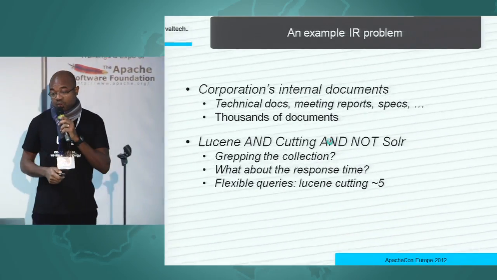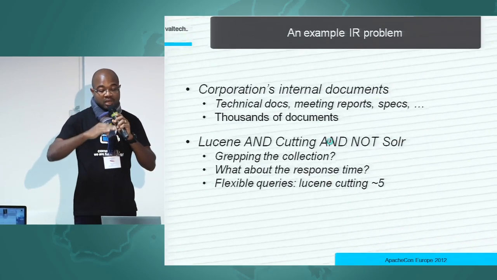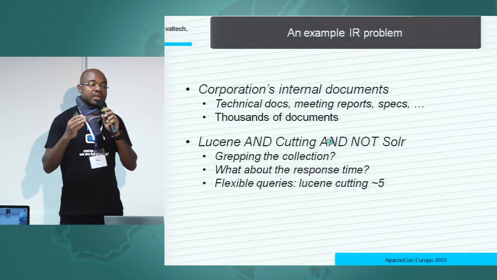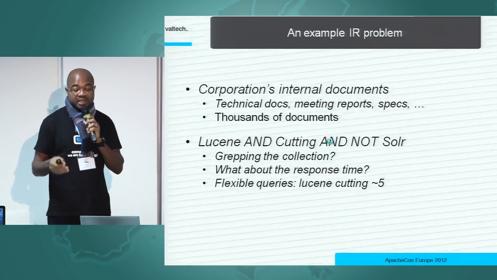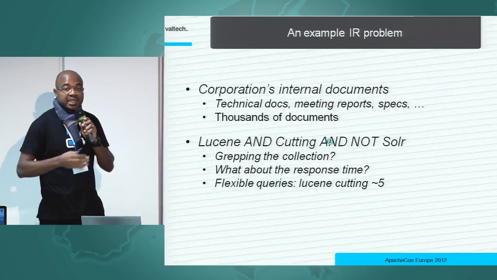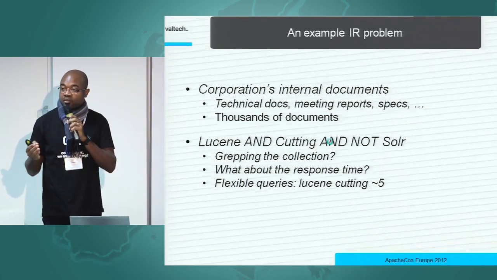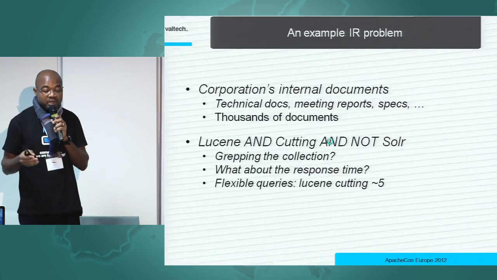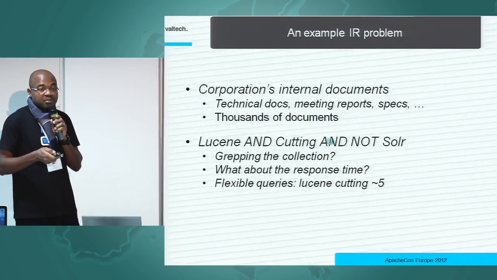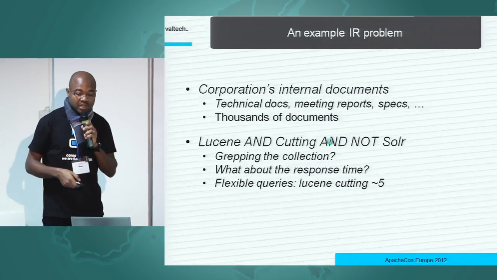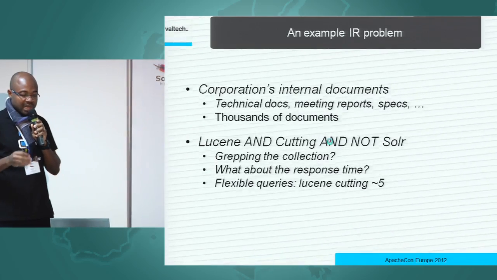Let's see an example of an IR application. You will consider your internal documentation, in your corporation. That is technical docs, meeting reports, specifications, thousands of documents, and you can assume that a technical person from your staff comes and says, okay, I'm looking for a document on Lucene and Cutting because I hear Cutting was at the origin, but not Solr because I'm looking at the base library.